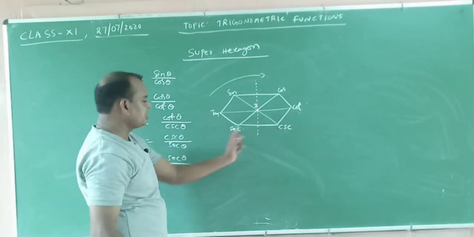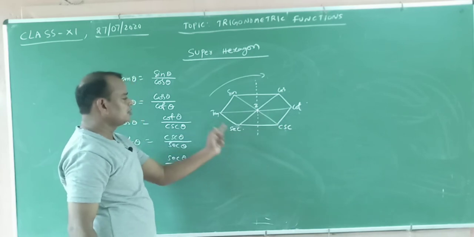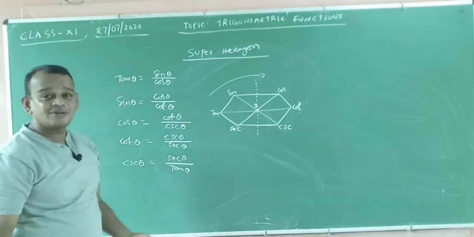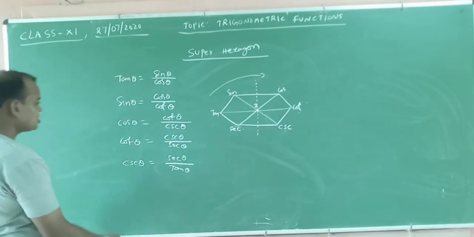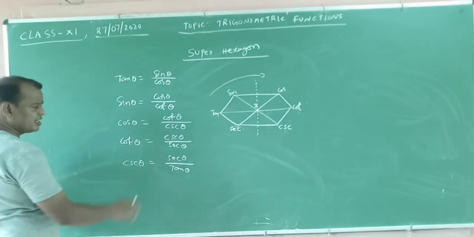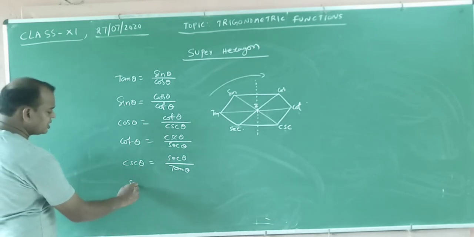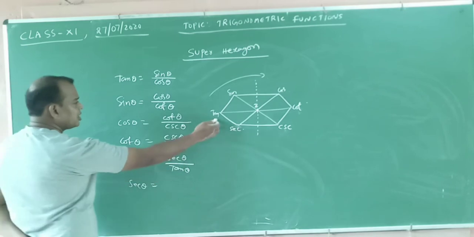First of all, you can take these three. This one is equal. Say yes or no? Yes. Next one. Cosecant theta is over. Next, secant theta. Secant theta is equal to what? Tan theta by sin theta.